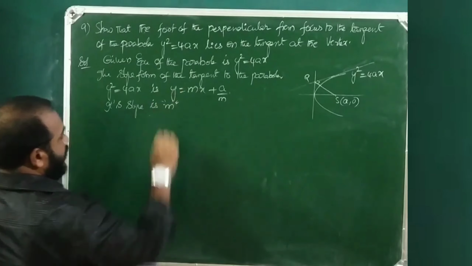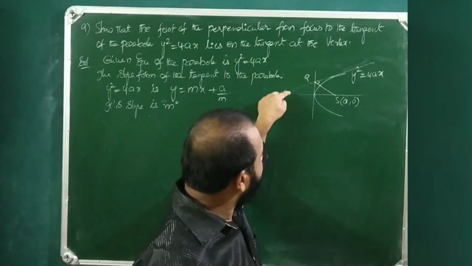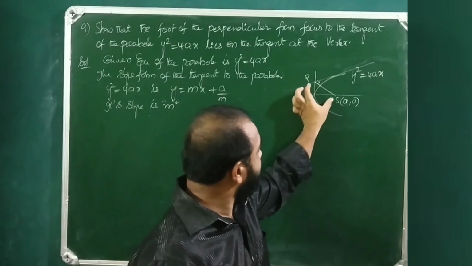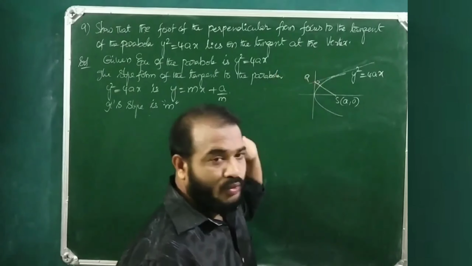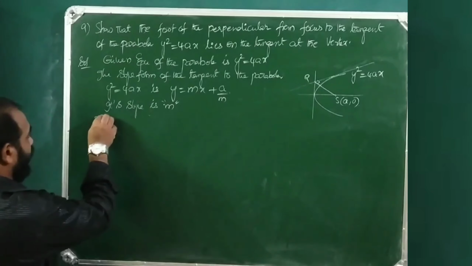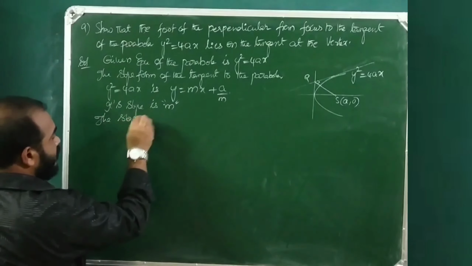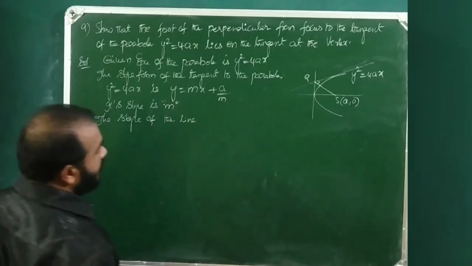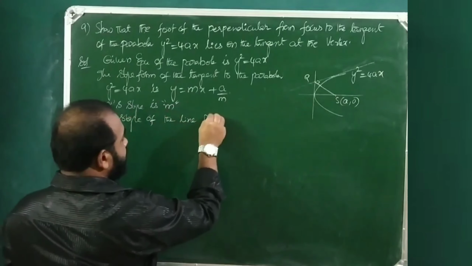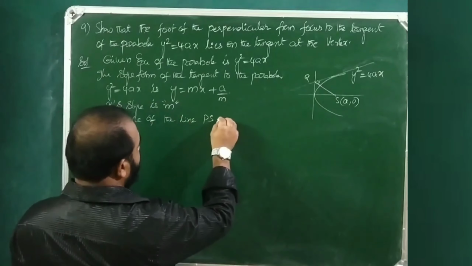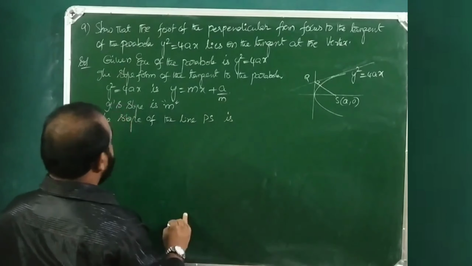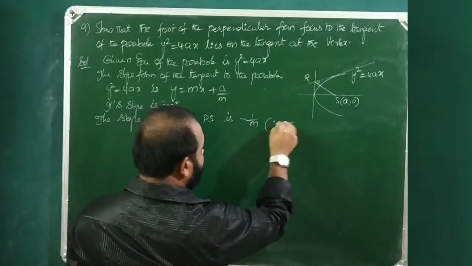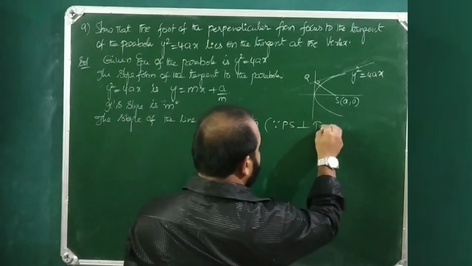Now, the slope of a line which is perpendicular to this tangent is minus 1 by m, because this and this tangent are perpendicular. So the slope of the line PS is minus 1 by m, since PS is perpendicular to the tangent.